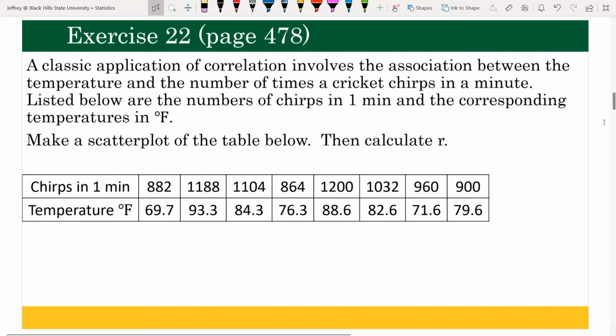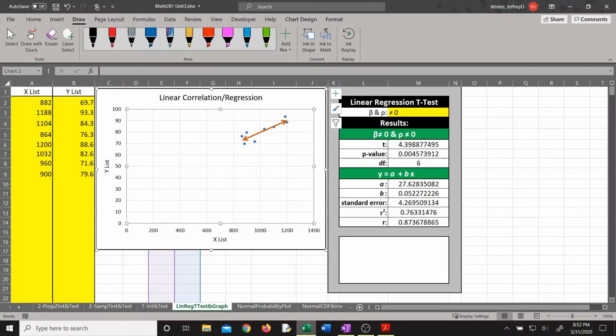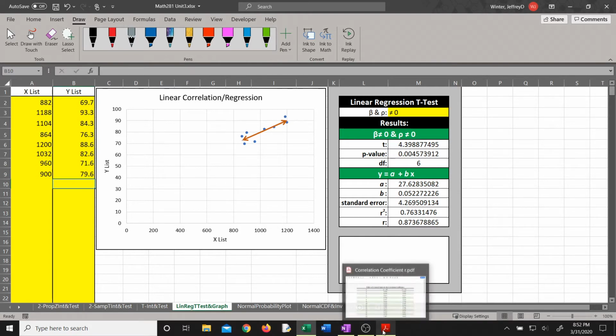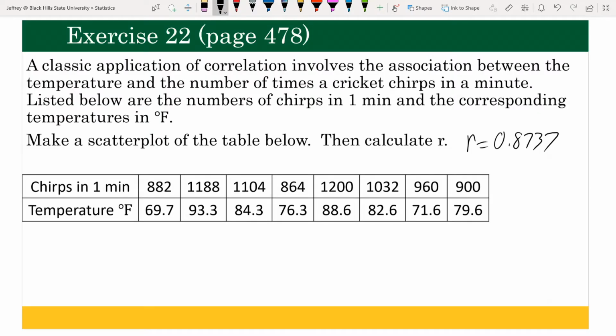So what we need to look at next is how to calculate r. I actually already did all that work by plugging those points in. And our r is this number right here, 0.873 and so on. So I'm just going to write down the first four decimal places: 0.8737. So that is our linear correlation coefficient r.